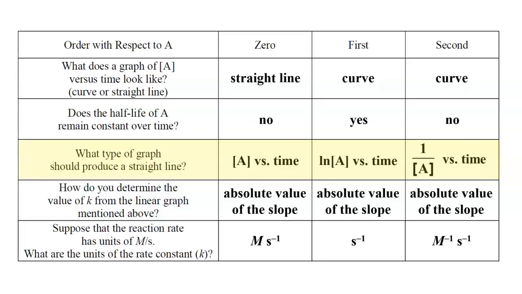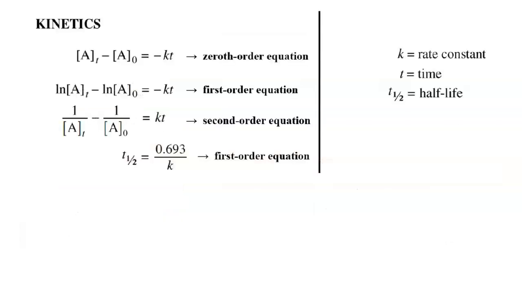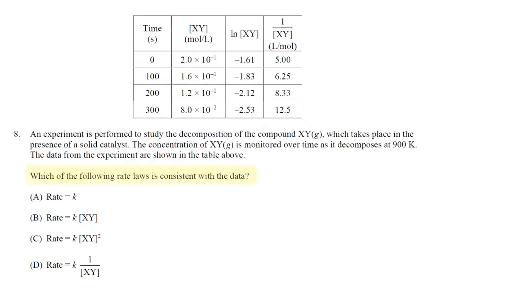You can also see on the AP Chemistry equations and constant sheet that in the kinetics section, there's concentration versus time for the 0th order equation. There's natural log of concentration versus time in the first order equation. And there's 1 over the concentration versus time for the second order equation. Now all we have to do is find the linear relationship from the data table that is presented here in question 8. So I'll start with that concentration versus time relationship.